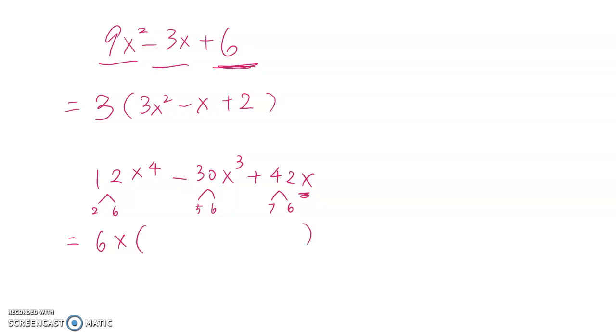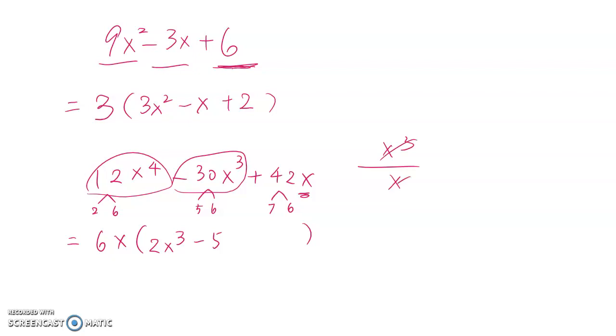What goes inside the parentheses? Well, the first term is the original first term divided by 6x. That's 2x cubed. Now, second term is negative 30x cubed divided by 6x. So negative 30 divided by 6, negative 5, x cubed divided by x. We can cancel out an x. So x cubed becomes x squared. Right, so negative 5x squared.